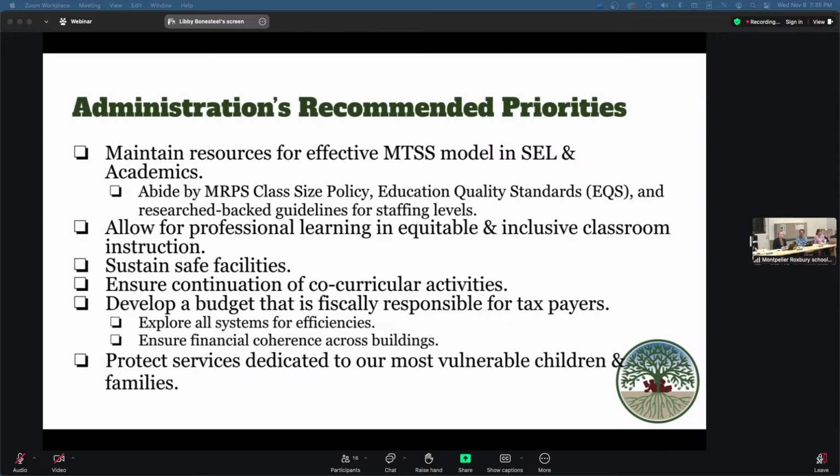And we need to protect our services that are dedicated to our most vulnerable children and families.